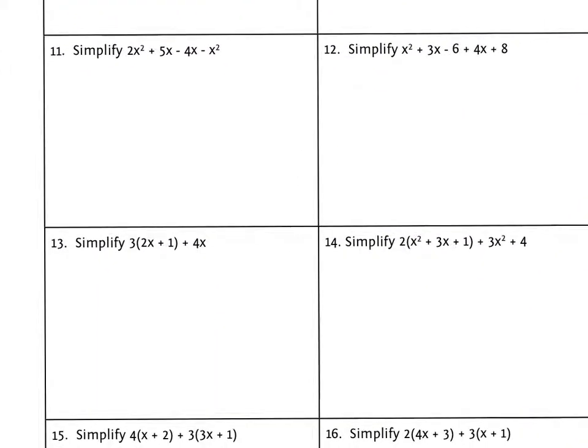Number 11, 2x squareds minus 1x squared is 1x squared. We've got plus 5x minus 4x. 5 minus 4 gives us plus 1x. Again, we can write those without the 1. The 1 is assumed, it's optional, but it's not wrong if you do include it.